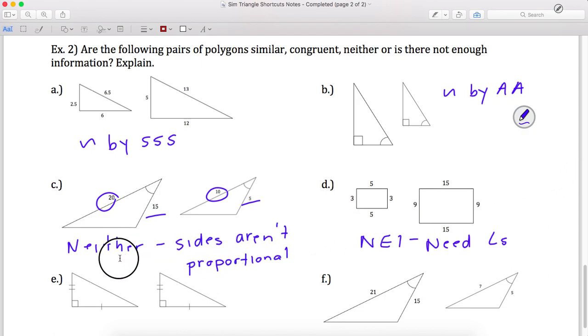All right, on part E, we can see that we have a pair of corresponding sides here that are congruent. We have a pair of corresponding angles that are congruent, and then a second pair of corresponding sides that are congruent. And this is set up in a side angle side type of way. And so we can say that these two triangles are congruent by side angle side.